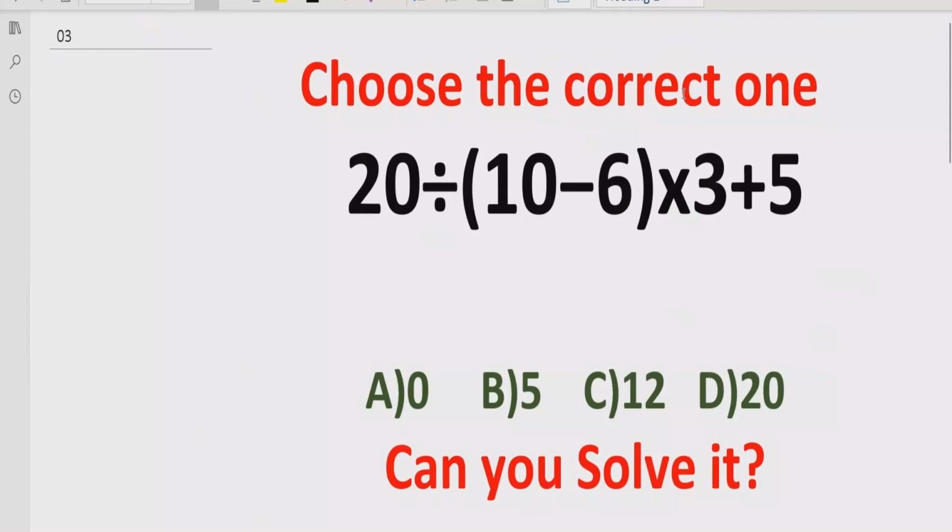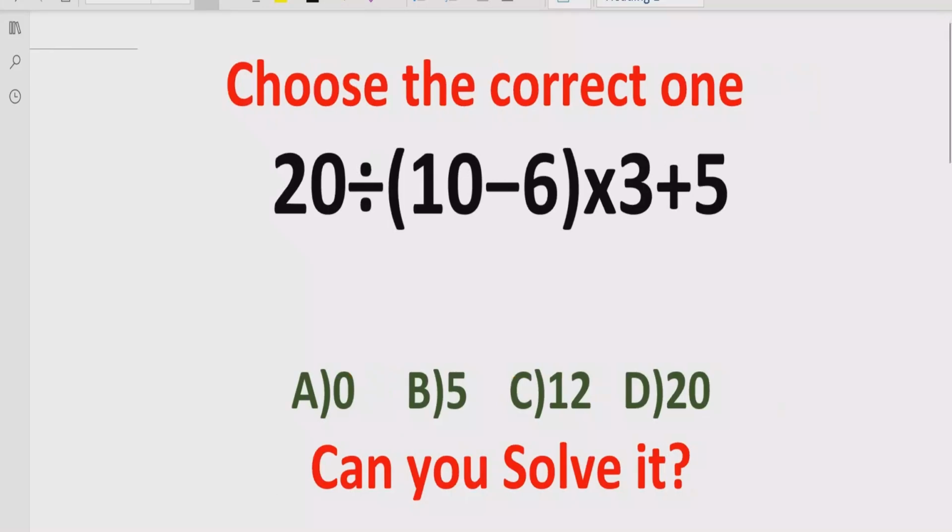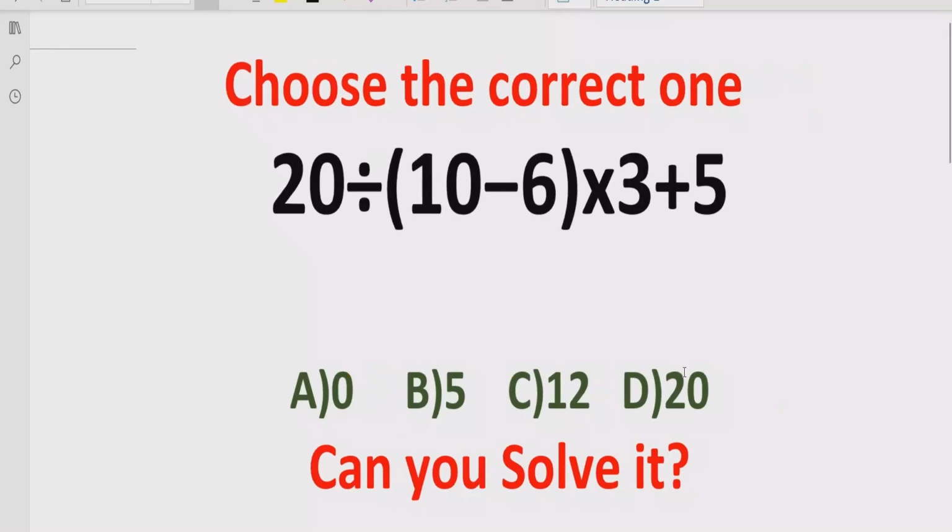Today we will solve another quiz which is related to arithmetic expression. The quiz contains the basic operations plus, minus, multiplication and division. So we have to solve this quiz using PEMDAS and BODMAS method and find out the correct answer. In the answer list we have four answers. A is 0, B is 5, C is 12 and D is 20. So let's see after solving it which answer is correct.